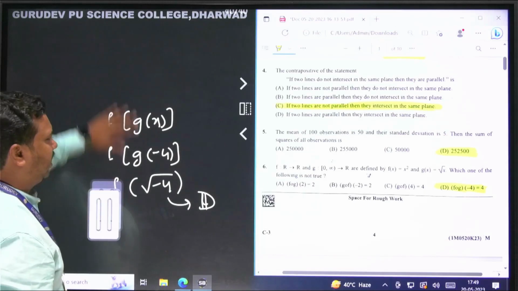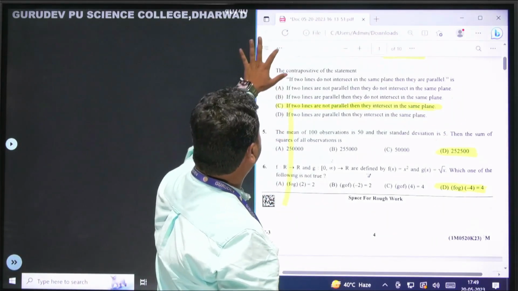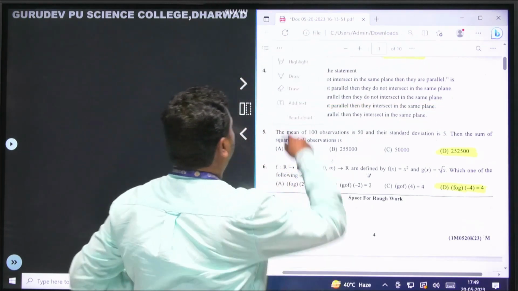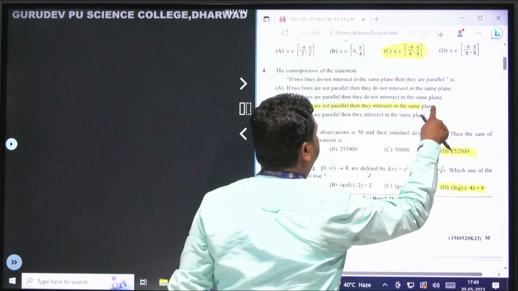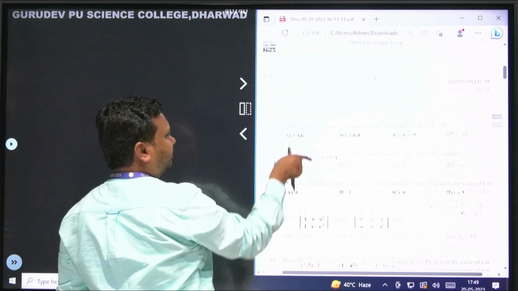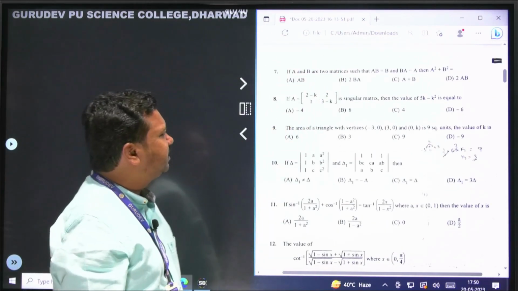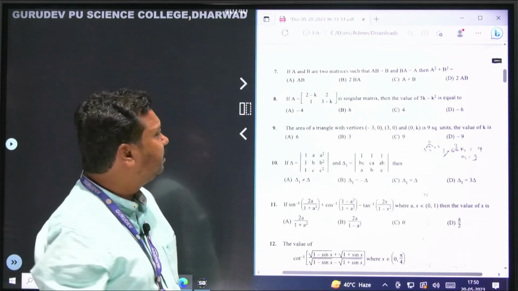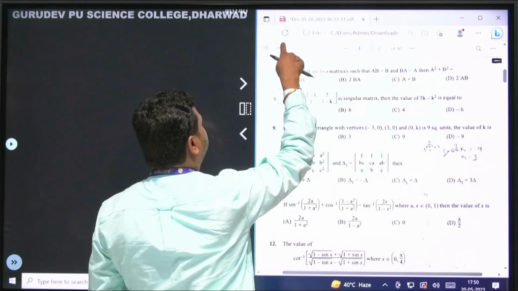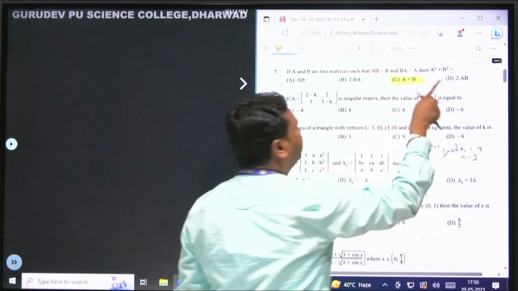Done? Okay. So let's go for the seventh question. So option C, right? Done? Yes. So let's go for the seventh question. One of the standard questions which I already discussed in the matrices and determinants topic, I hope you remember, right? It is a standard question. So my answer in this case is A plus B. We proved it.